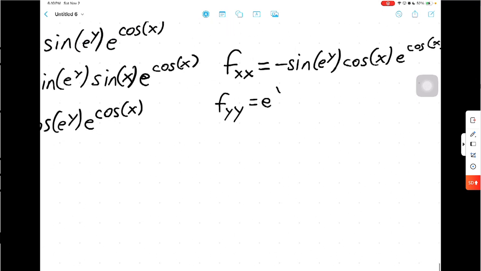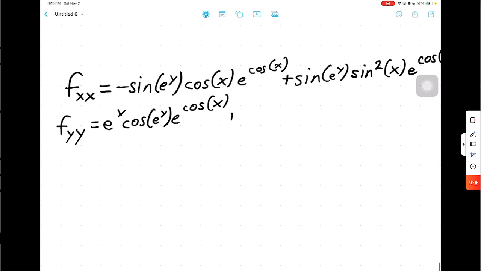Fyy will just be e to the y cosine of e to the y, e to the cosine of x, minus, and then e to the 2y sine of e to the y.